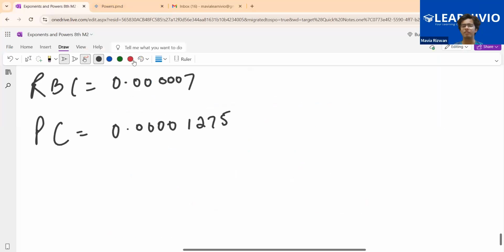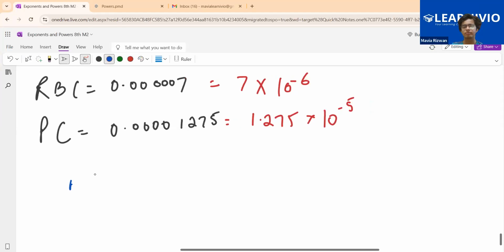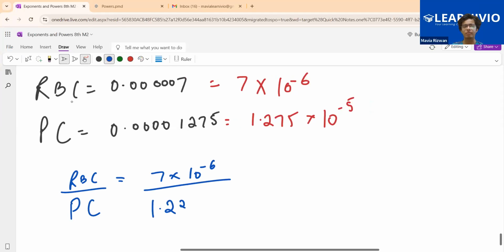First of all, write it in the standard form. So if I write it in the standard form, this would be 7 into 10 raised to the power minus 6. And this one in the standard form would be 1.275 into 10 raised to the power minus 5. Now how to compare them? I told you, divide them. So RBC by plant cell is equal to 7 into 10 raised to the power minus 6 divided by 1.275 into 10 raised to the power minus 5.